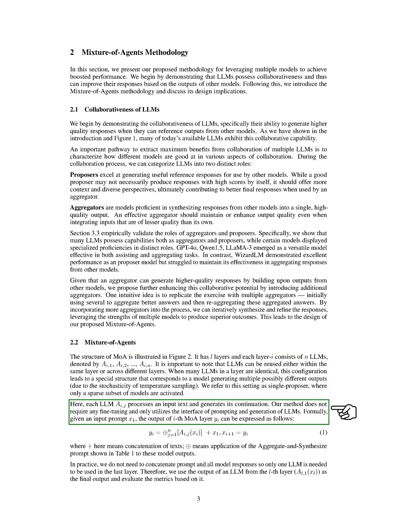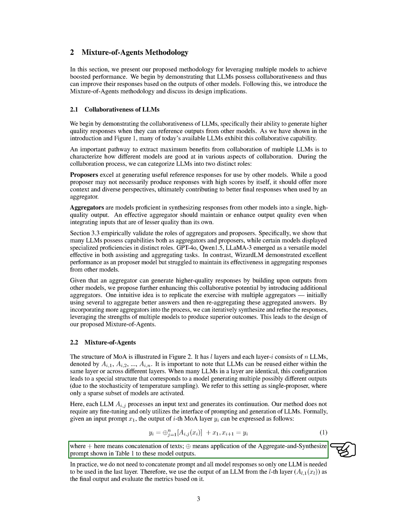Each LLM processes an input text and generates its continuation without needing fine-tuning. The output of each MOA layer is obtained by concatenating the texts from all LLMs and applying an aggregation and synthesis prompt. In practice, we only use one LLM in the last layer to simplify the process. Therefore, the final output is the result of the LLM in the last layer, and we evaluate the performance based on this output.